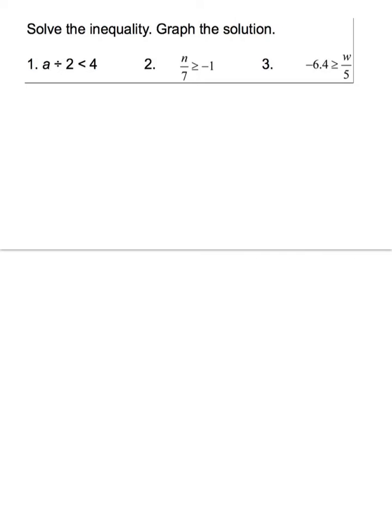All right, so for number 1, it says to solve the inequality, graph the solution. So in number 1, I have A divided by 2 is less than 4. So I'm going to show work. I got to show evidence of how I come up with my answer. I am going to multiply both sides by 2, and I get A is less than 8. I do not flip the sign because I did not multiply by a negative.